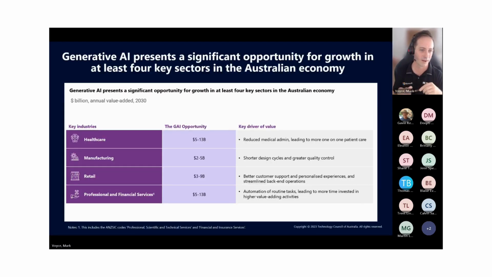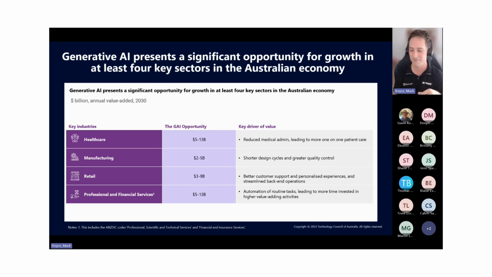Now, I thought I'd provide a few very high-level examples as to where the Technology Council of Australia actually found these. There are 4 key sectors in the Australian economy that they focused on: healthcare, manufacturing, retail, and professional and financial services. Now, where they see generative AI having the most opportunity, what number that is associated to, and what sort of value or driver of value that can be as well.